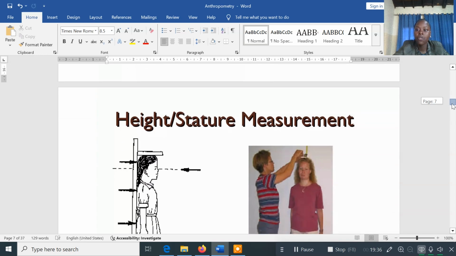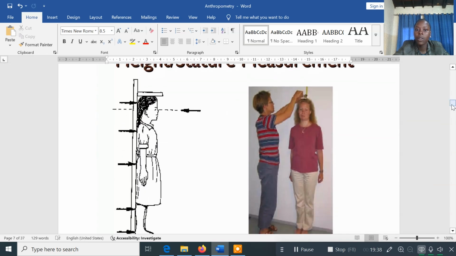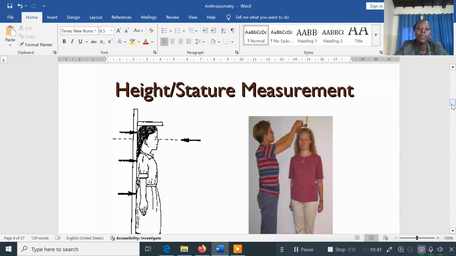But at the end of the session, I'll be showing you some videos to appreciate. So this is what we are trying to talk about: measurement of stature or height. This person has to be standing erect. We say the hands have to be hanging freely with the palms facing downwards or facing on the thighs and facing downwards, as you can see. Then they have to be looking straight forward.